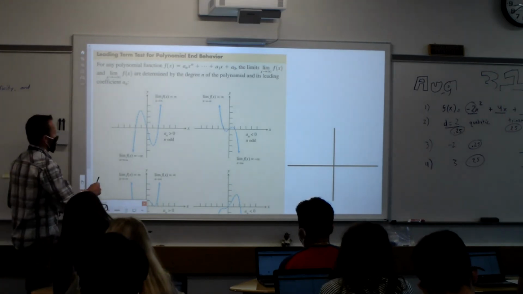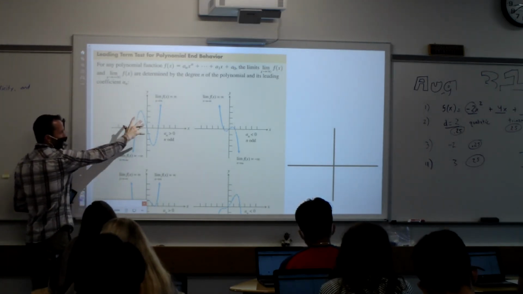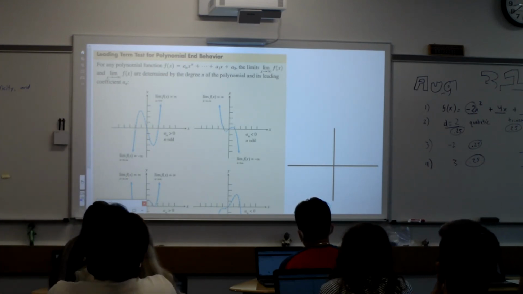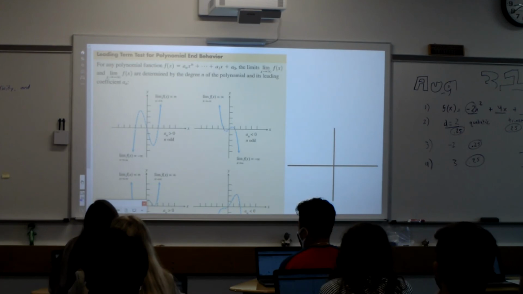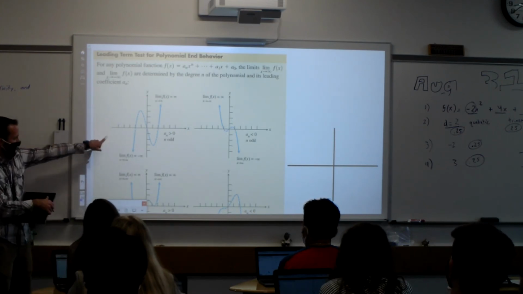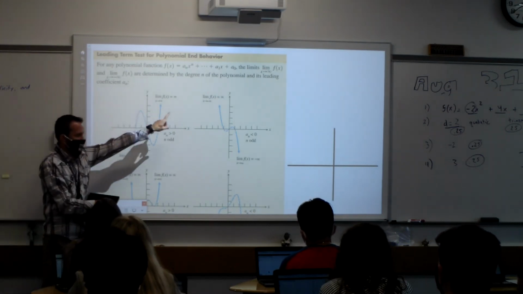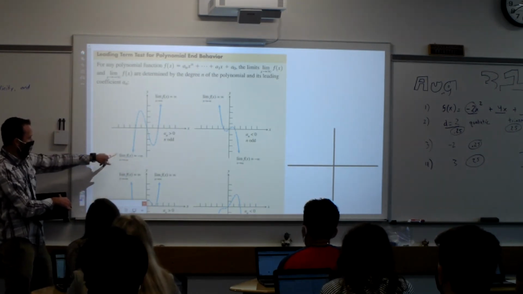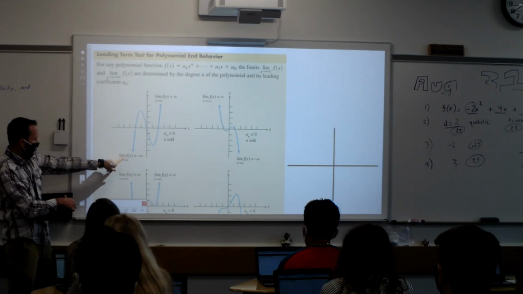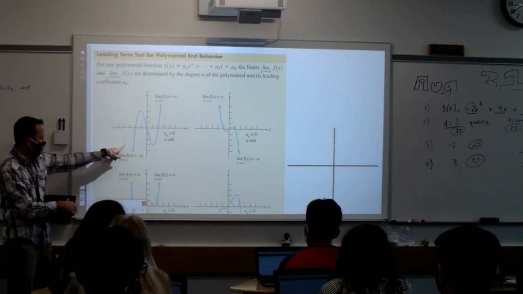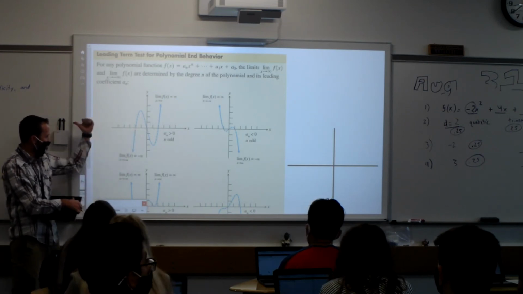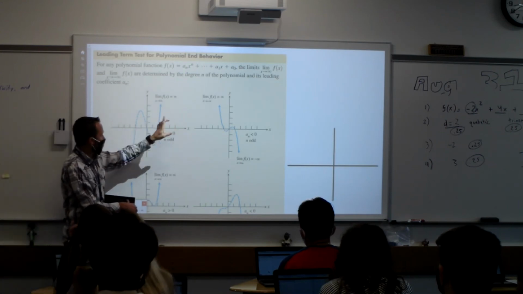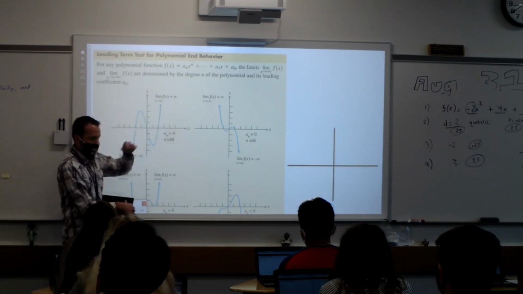Here are some examples. So this graph, how did we describe this before limit notation? On the left, it's going down, and on the right, it's going up. But do you see how this is exactly what we just did? The limit of our function as x approaches negative infinity is a fancy way of saying on the left side, our graph is going down. On the right side, our graph is going up.